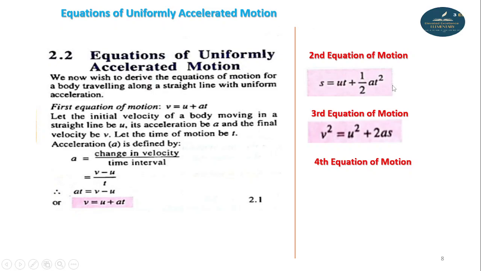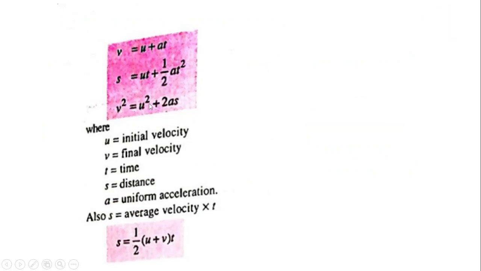These are the equations of motion again. V squared equals U squared plus 2AS, where U is the initial velocity, V is the final velocity, T is the time, S is the distance, and A is the uniform acceleration. The distance can also be calculated by the average velocity times time, which is half open bracket the initial plus final velocity close bracket times time. Now let's take a very quick exercise.